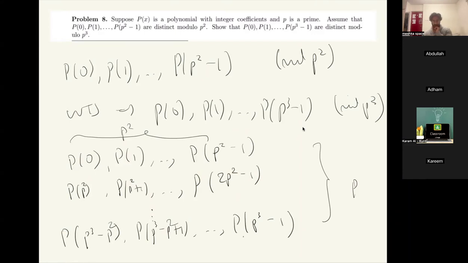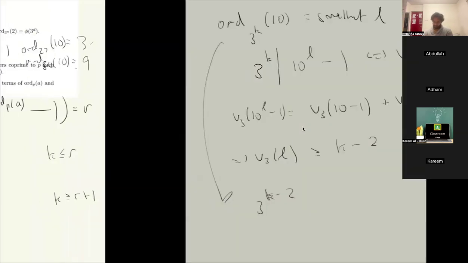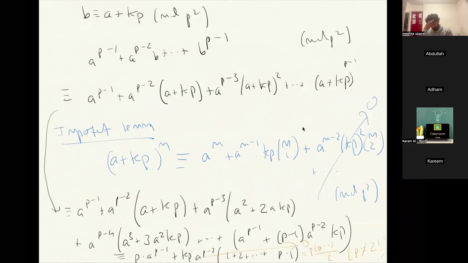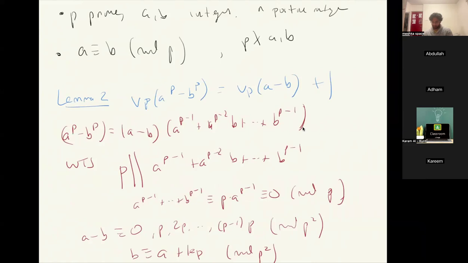Okay, good. So we have this, and now we want to understand the difference between these numbers, right? So I want to say it's kind of similar to a step in the previous problem. In the previous problem, we had this expression here that we wanted to understand, and we knew that A and B were equal mod P, but maybe not mod P squared.